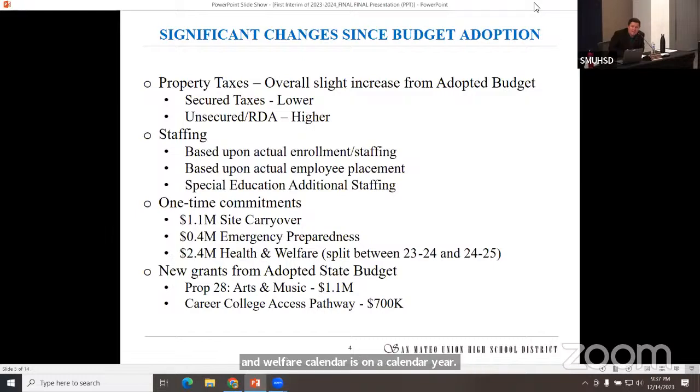Lastly, we've got some new grants. Probably the one you'll hear about more coming into the next few months is our Proposition 28 Arts and Music grant of about $1.1 million. We're really excited getting to work on that and allocating those funds for the 2024-2025 year. And so you'll be hearing more about that as we get into the new year.